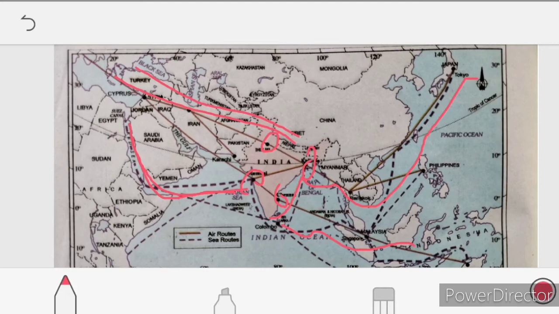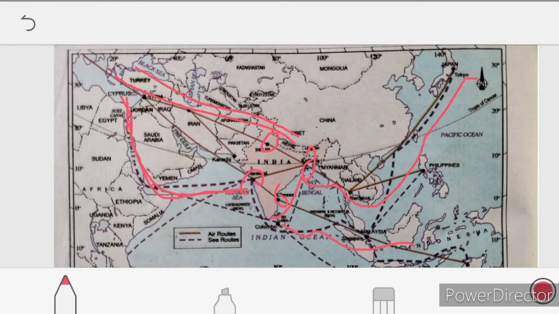Very important is the role of the Suez Canal. This is the largest canal of the world, and also the busiest canal of the world, because all ships come from Europe to southern or Southeast Asia through this canal.